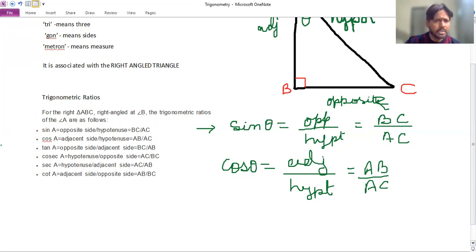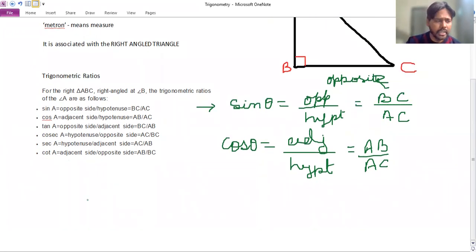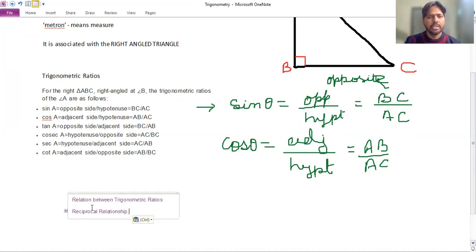Hope, dear friends, this much might be clear to you. And proceeding further with the next discussion, how these trigonometric ratios are associated or related to different types of relationship. The first of its kind of relationship is the reciprocal relationship.